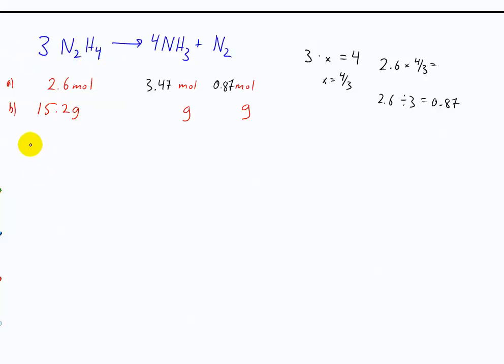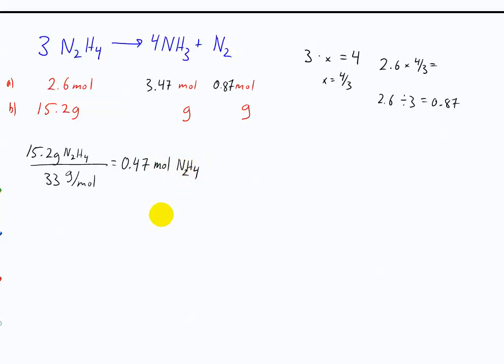And then we say 15.2 grams of hydrazine divided by 33 grams per mole equals what? Like 0.4 something, right? Point what? 0.47. And that's 0.47 moles hydrazine.